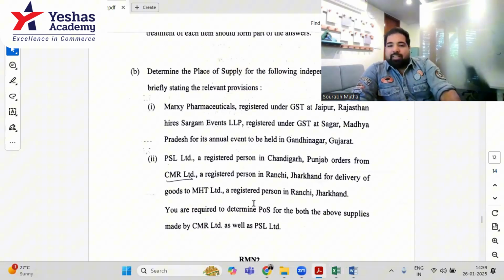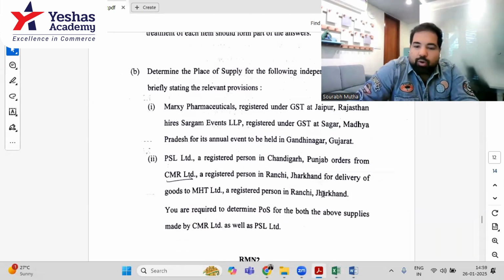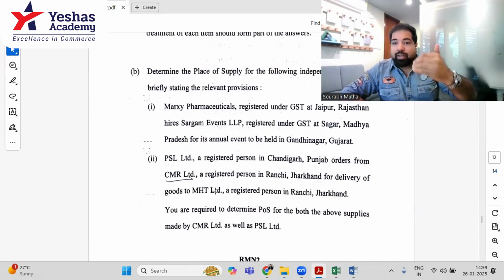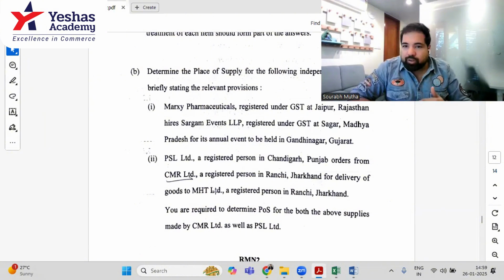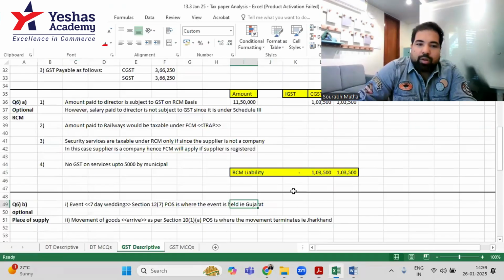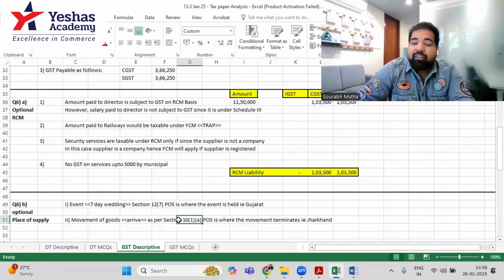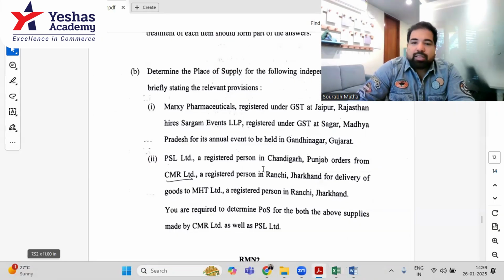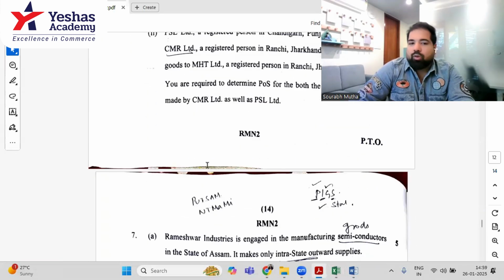Next is goods. Very, very simple. There are some goods which you are trying to order, and there is movement of goods, delivery of goods. Whenever there is movement, 10.1A, if you remember, applies. Wherever the movement terminates, where are the goods being sent to? For delivery of goods to MHT Limited, registered person in Ranchi, Jharkhand. So Ranchi, Jharkhand, 10.1A, that is the place of supply. Very, very simple. Question number 6B. This is again 5 marks, which can never go wrong.